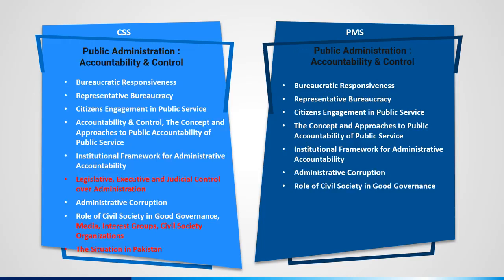So here is the 11th chapter of CSS Public Administration, that is Public Administration Accountability and Control. The contents which overlap with PMS syllabus are bureaucratic responsiveness, representative bureaucracy, citizens' engagement in public service, accountability and control, the concept and approaches to public accountability of public service, institutional framework for administrative accountability, administrative corruption, and role of civil society in good governance. While the contents which are not included in PMS syllabus are legislative, executive, and judicial control over administration, role of media, interest groups, civil society organizations, and the situation in Pakistan.